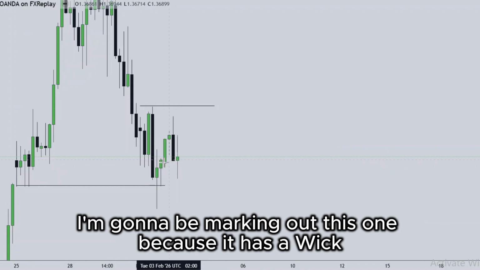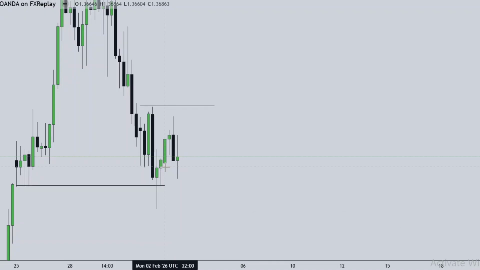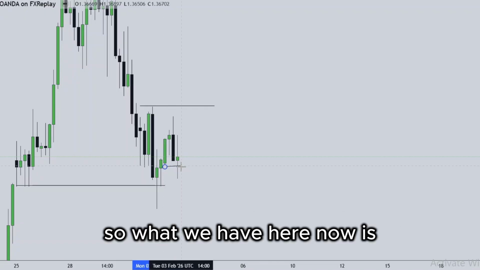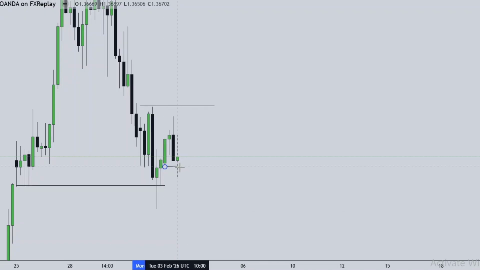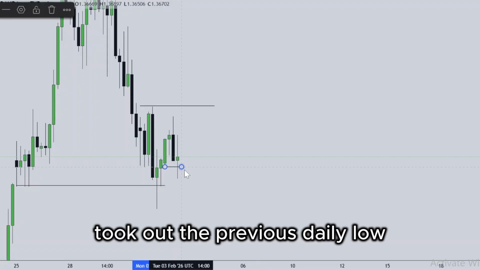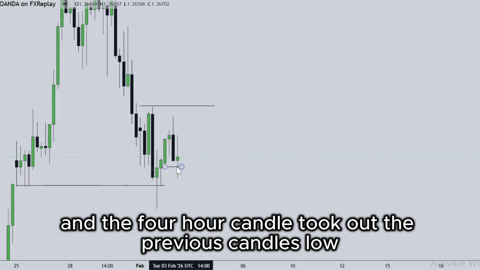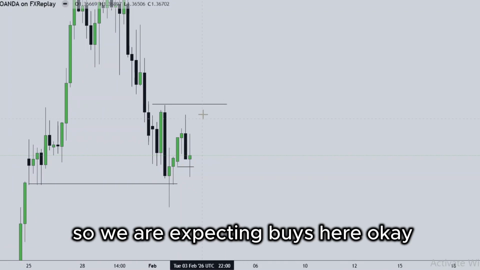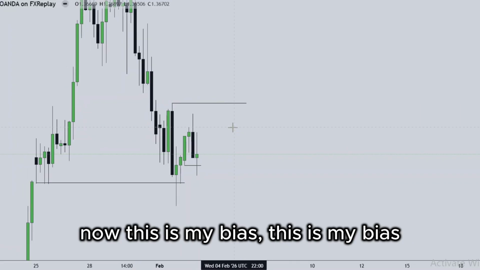I'm going to mark this one because it has a wick. So what we have here now is a daily candle took out the previous daily low and the 4 hours candle took out the previous candle's low. So we are expecting buys here. Okay, now this is my bias.